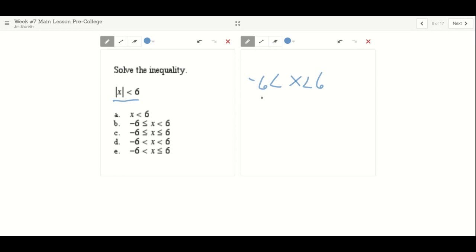There's really not much more to do in this problem. I'm done. It's already solved. So x is greater than -6. x is less than +6. So my answer is letter D. Done.